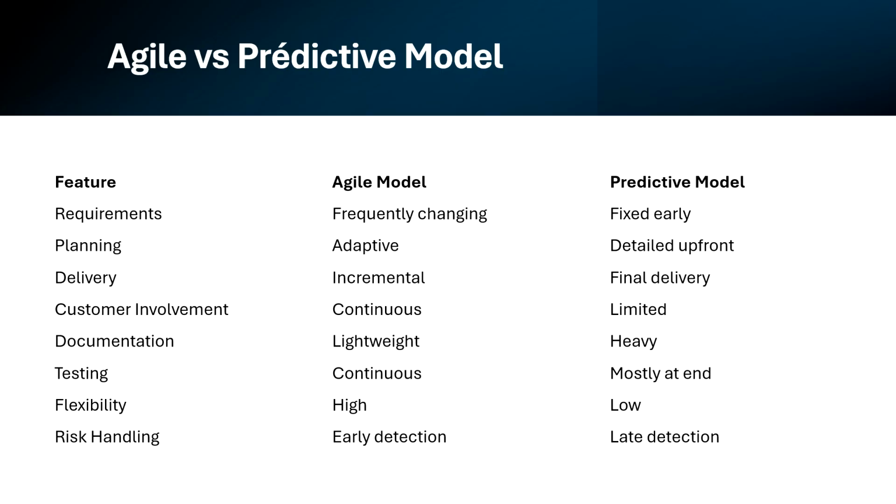Whereas in predictive models, first, they do not welcome changing requirements. They assume that requirements are fixed and stable, and they involve detailed upfront planning. And when is the software delivered? The software is delivered at the end, as compared to the agile model in which the software is delivered incrementally.